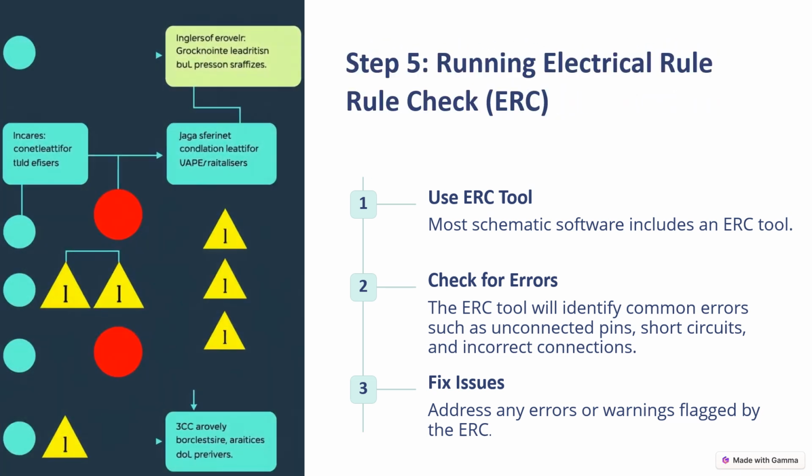Fifth step is running electrical rule check, ERC. Use the ERC tool. Most schematic software includes an ERC tool. Check for errors: the ERC tool will identify common errors such as unconnected pins, short circuits and incorrect connections. Fix issues: address any errors or warnings flagged by the ERC.